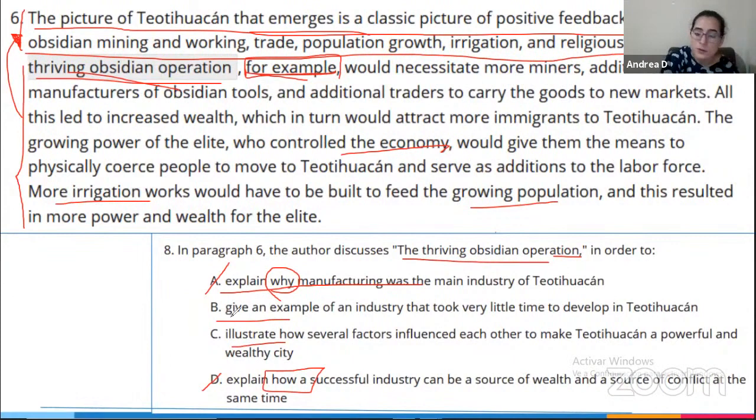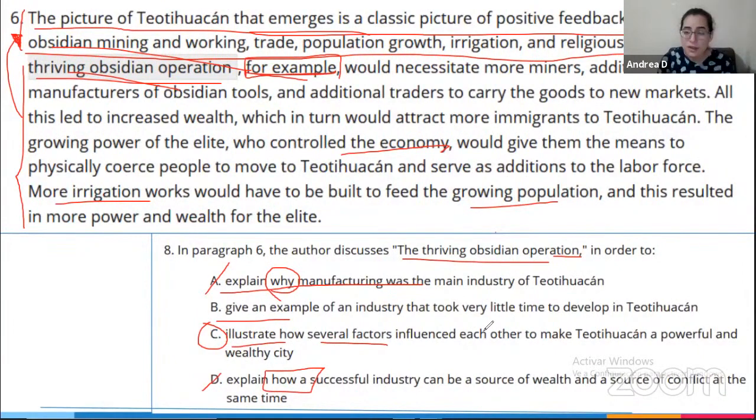What do you guys think the answer would be? B or C? C. C. Great, that's it, C. Because we're talking about several factors like mining, working, blah, blah, blah, and how they influence each other to make Teotihuacan a wealthy city, or how they cooperated together, how they helped each other to create something good, you know, to make Teotihuacan a prosperous city.